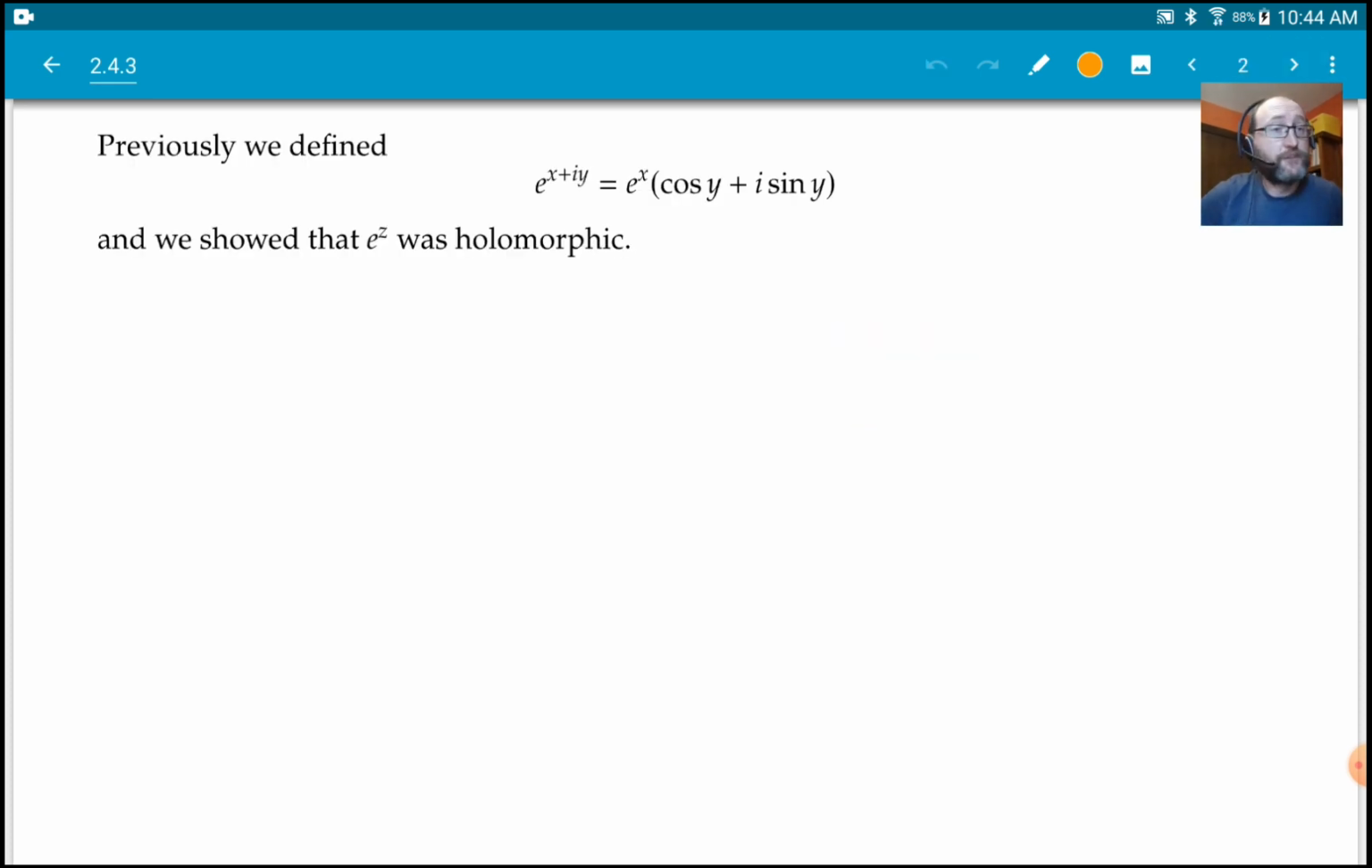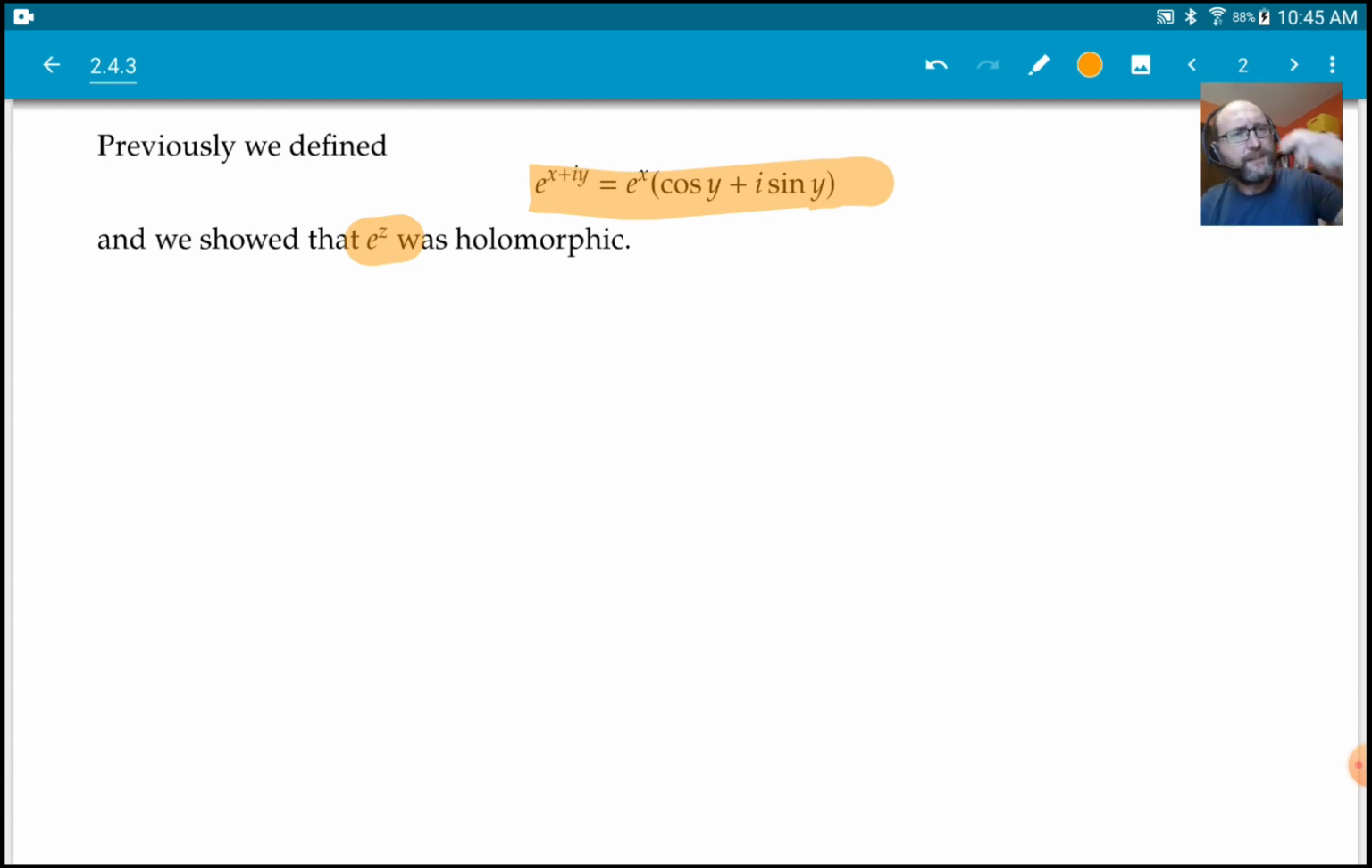All right. So previously, some time ago, we defined the exponential using the real exponential and sine and cosine because we wanted quickly an exponential, and we didn't have power series yet. We did show that this definition, e to the z, was, or is, holomorphic. It's complex differentiable everywhere, right?